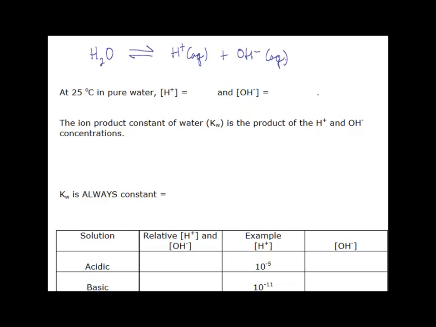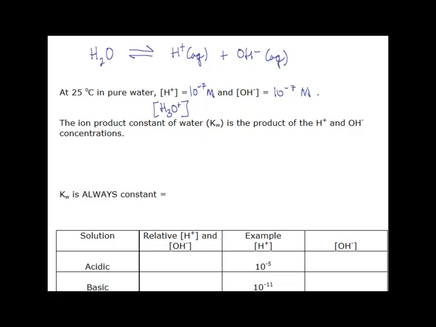At 25 degrees Celsius in pure water, the concentration of hydrogen ion, or you can see this written as hydronium ion, it means the same thing, is 10 to the negative 7th molar. And the hydroxide ion concentration is 10 to the negative 7th molar. That makes it neutral because you have an equal concentration of hydroxide ion and hydronium ion. So hopefully the water you're drinking is neutral.